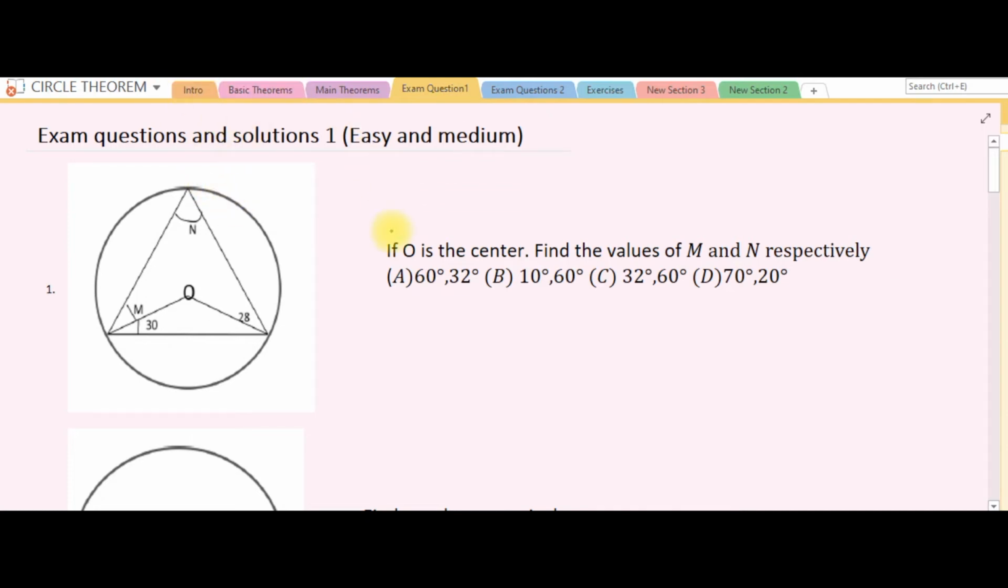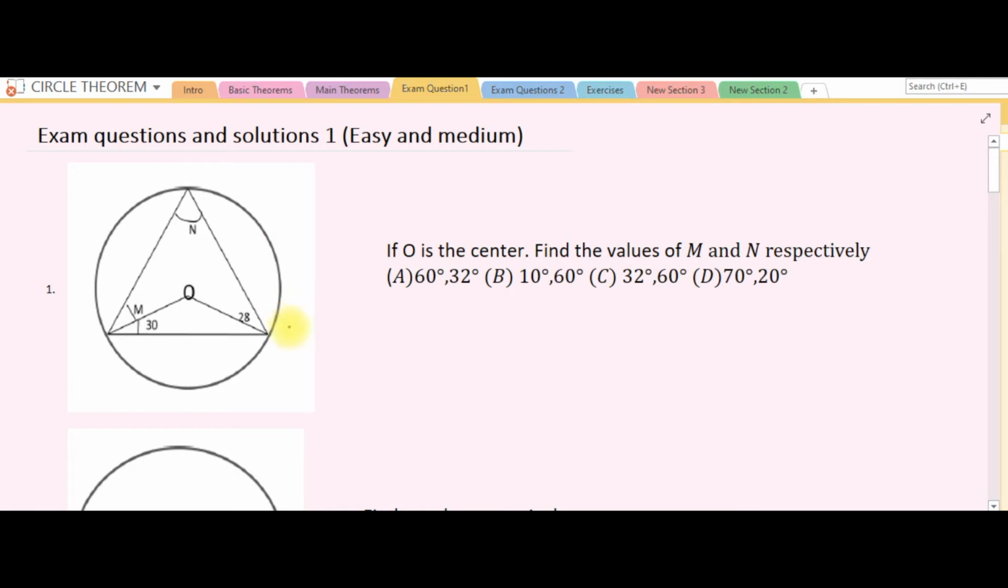We are now on exam questions and their solutions. The first part is the easy and the medium questions. We are given a circle as shown. We are told that O is the center, and we are asked to find the values of M and N respectively.